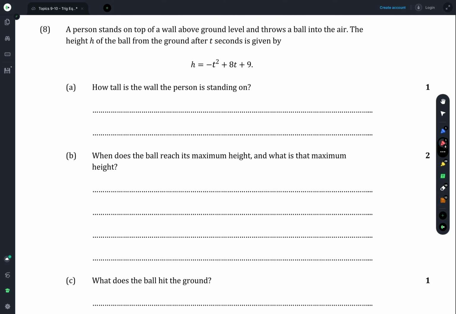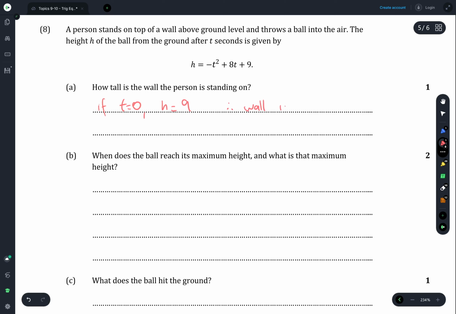We're told that it's thrown on top of a wall. So what we're really asking is, what is the initial height of the ball? Initial meaning t equals 0. So if t equals 0, h would equal 9. So therefore, the wall is 9 meters tall.